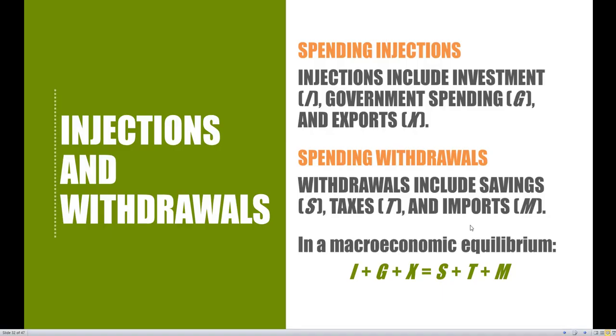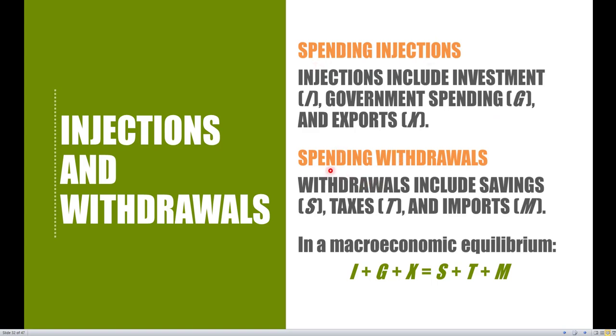There are a few things that we want to note before we add in our next variable. We talk about injections and withdrawals. Spending injections include investment, government spending, and exports. Essentially, to be considered a spending injection, it puts money into our economy. When we have more investment, more government spending, more exports, more money is flowing within our economy. So we consider these to be spending injections.